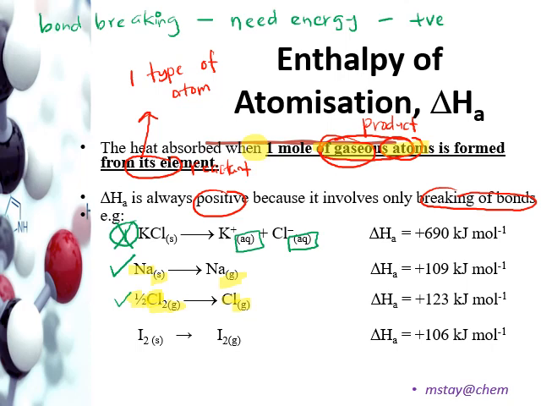Last equation, yes, we can see there are gases here, but the I2, even though it consists of one type of atom, consists of 2 atoms. In this case, we just want 1 mole of gaseous atom. When we have 2 atoms combined together, we call this a molecule. So it does not obey the definition. The fourth equation is not considered as enthalpy of atomization.